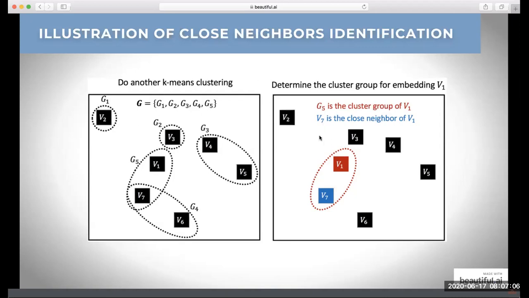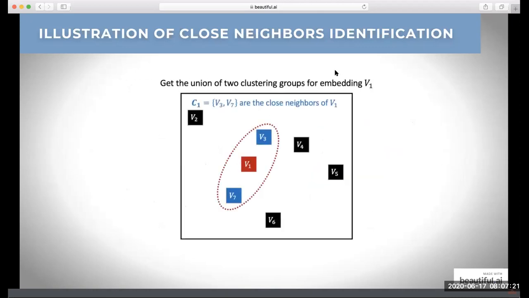And this one, the close neighbors of V1 will be, for example, V7, and the group is now G5, which I've highlighted here with the red dash dots. And then at the end, let's say we have done so far 2 k-means clusterings, each time with 5 groups. And also the number of k-means clusterings that you do is also a hyperparameter, in addition to the number of groups that you use in your k-means.